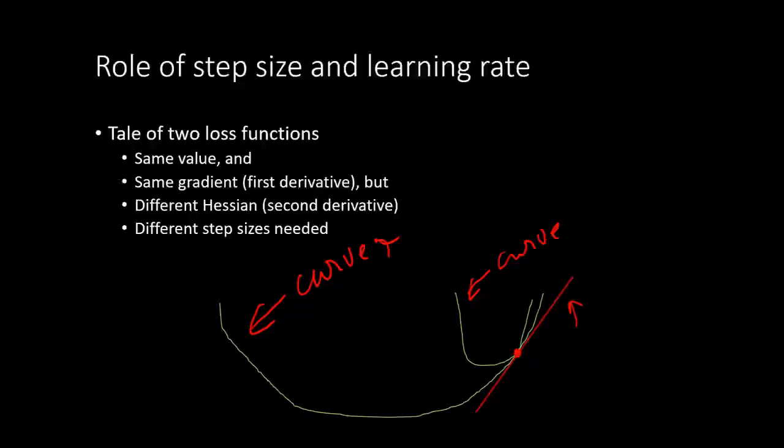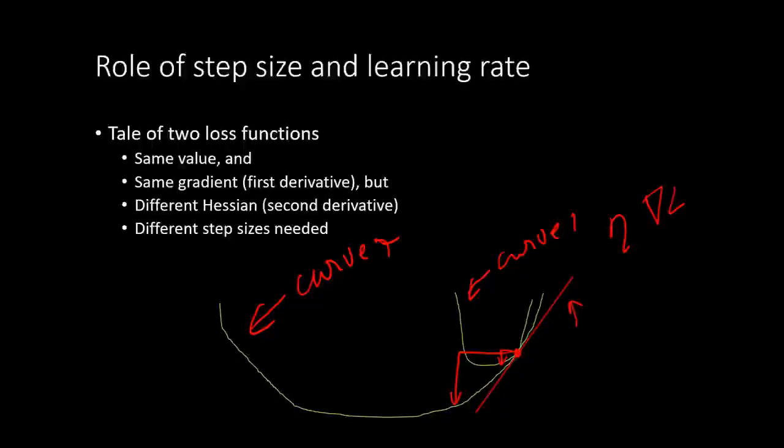So if I take a step size which is eta times the derivative, the gradient of L, that step size is going to be the same for both loss functions. But obviously what works for one particular loss function is not the same as what works for the other loss function, right? So both of these have different ideal step sizes.